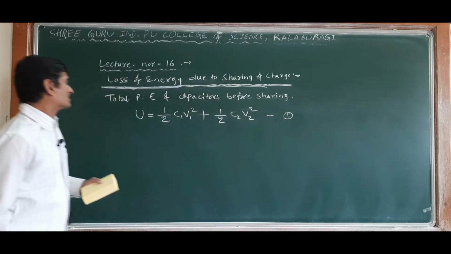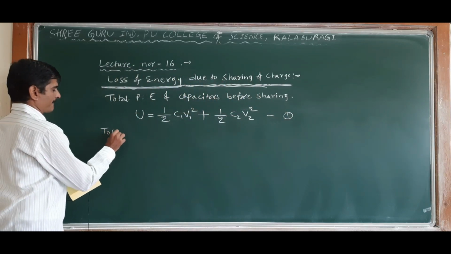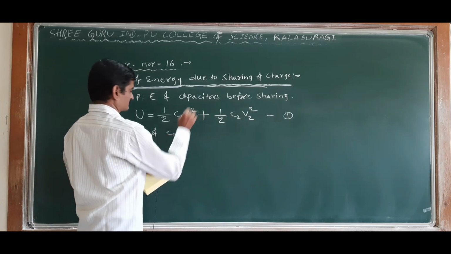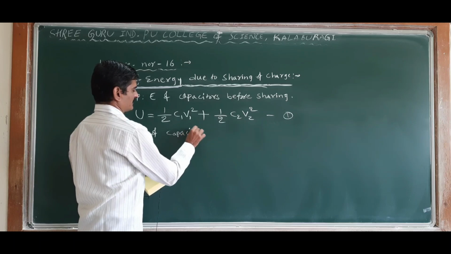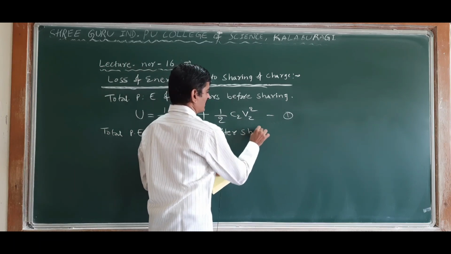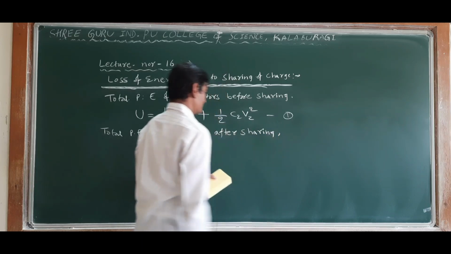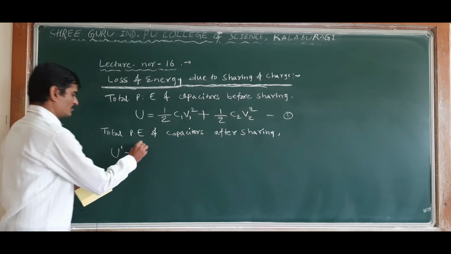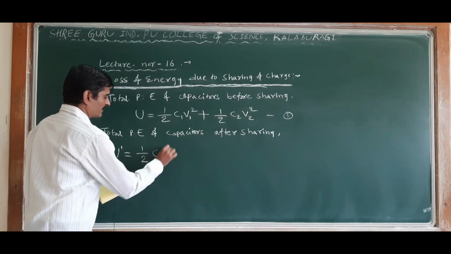And now total potential energy of capacitors after sharing of charge, I will write it as U dash is equal to 1 by 2 C1 V square.